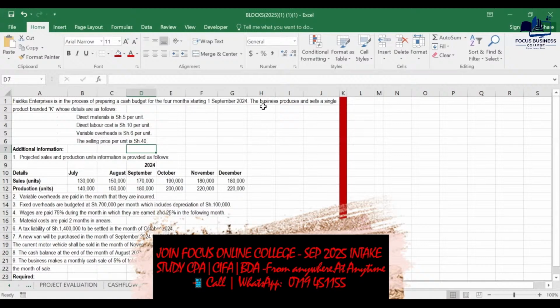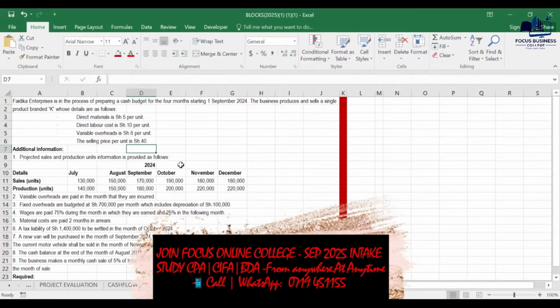2024, the business produces and sells a single product branded K, whose details are provided below. So we are given the direct material, which is shillings 5 per unit, the direct labor, which is 10 shillings per unit, the variable overhead 6 shillings per unit, the selling price is 40 shillings. So we are given additional information, projected sales and the production units.